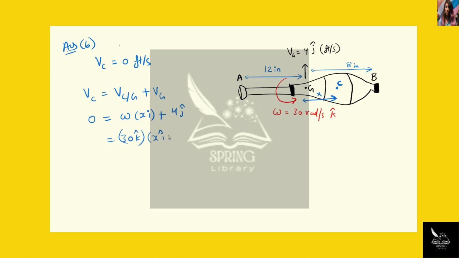So minus 30 x, and i cross k is minus j cap, is equal to 4 j cap. So j and j cancel and x is equal to minus 1.6 inch. The negative sign represents that the instantaneous center of rotation lies to the left of the G point. So this is the final answer.